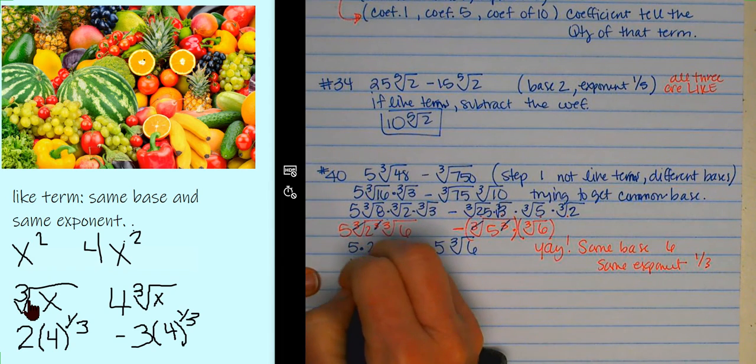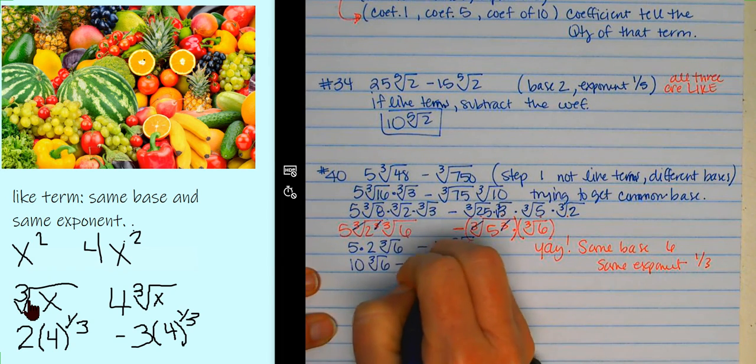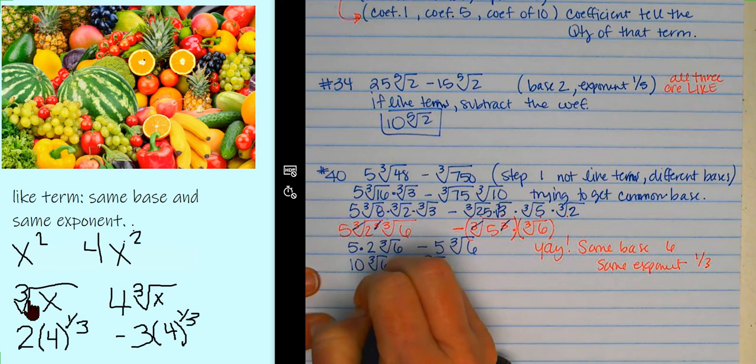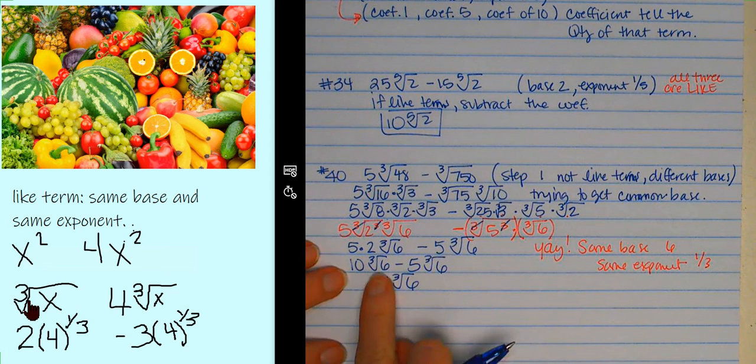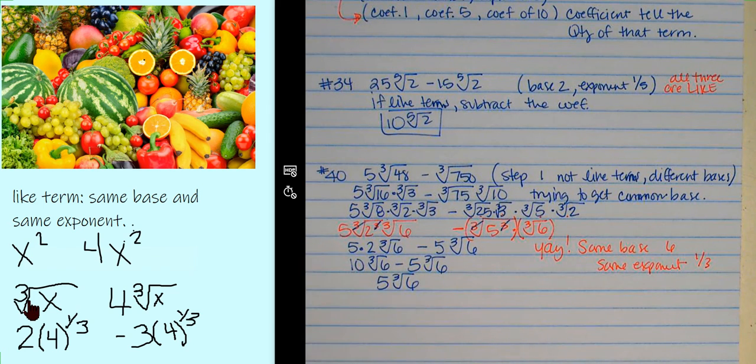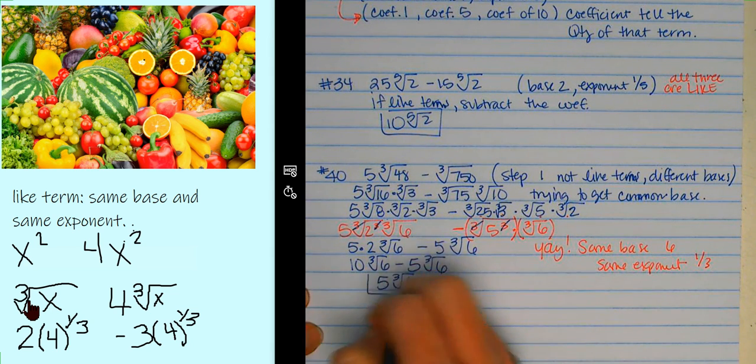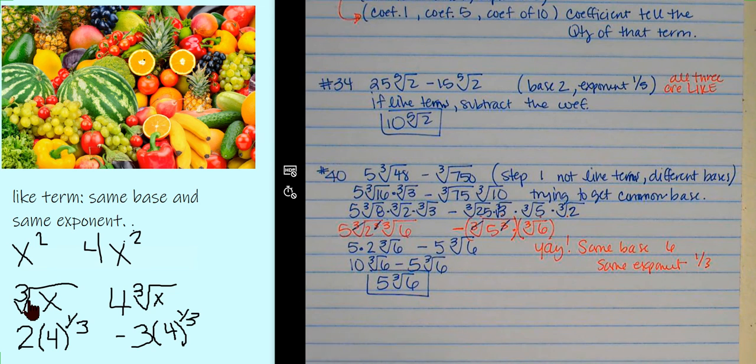I have 10 times the cube root of 6 minus 5 times the cube root of 6. So simplified, I have now gotten the same base and a quantity that goes with it. I can say I have 10 bananas minus 5 bananas because the bananas are the same: 5 cube root of 6. My fruit reference might not bring you joy, but it's a way to explain it.